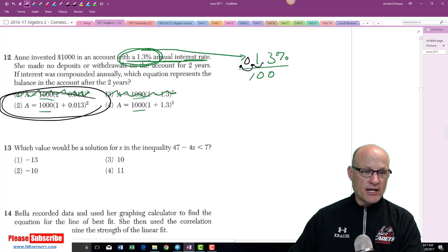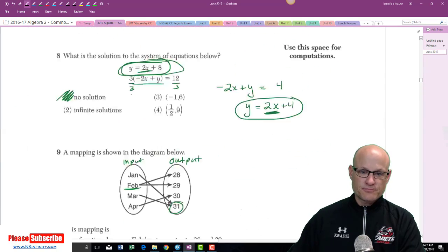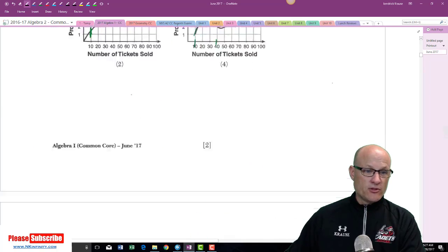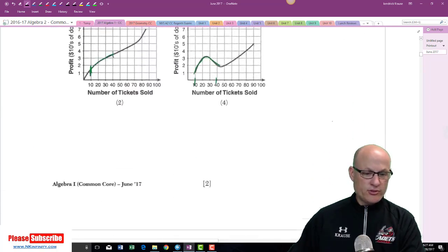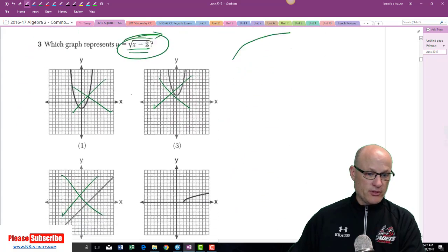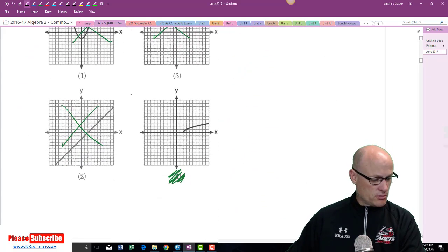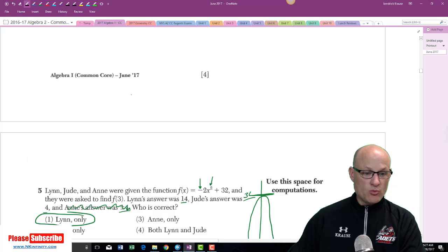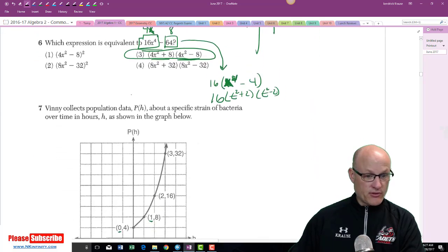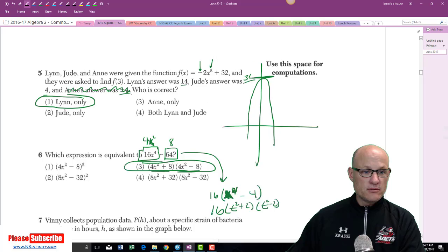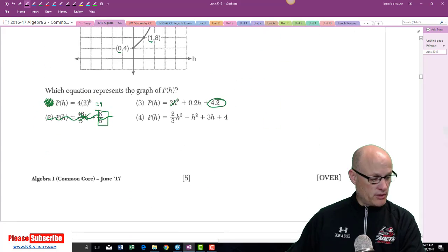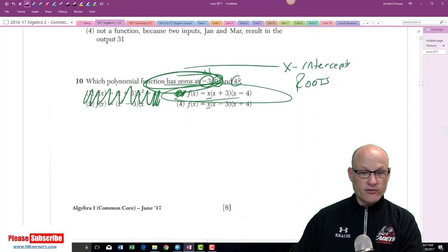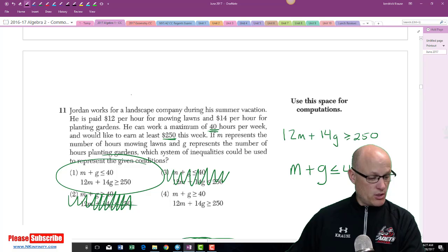All right, let me just make sure I got the right answers. I didn't make any mistakes. I have the answers here. I don't have the solutions here. So 1 should be 3. 2 should be 2. 3 should be 4. 4 should be 2. 5 should be 1. 6 should be 3. 7 should be 1. 8 should be 1. 9 is 3, 10 is 3, and 11 is 1, and 12 is 2.